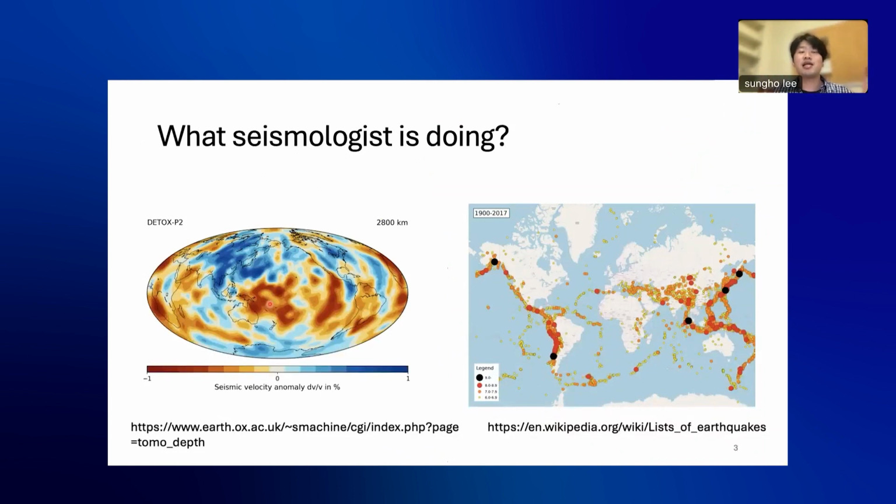To study seismic waveform, or use seismic waveform, is seismology. These two diagrams show prime examples of what seismologists do. The left one is seismic tomography. It shows the velocity difference inside Earth, and the right one shows the earthquake location. We call it hypocenter distribution. So in seismology, we usually use body waves, seismic waveform, to obtain this type of information to study the inside of Earth.